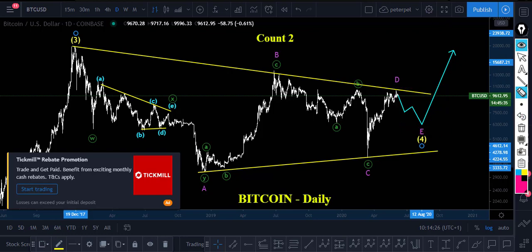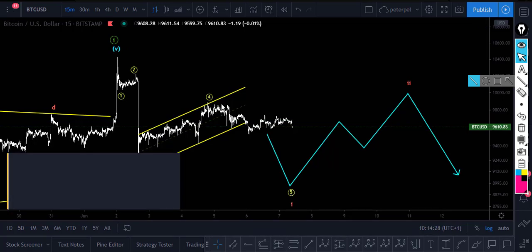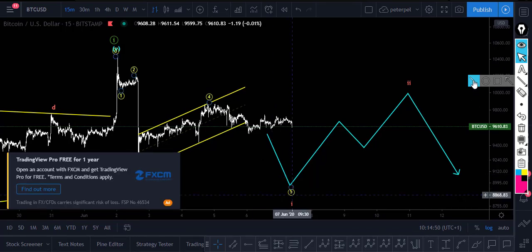So how are we going to trade this? On the lower time frame, whether you are using the primary count or the alternate count, the analysis is more of the same. So now on the lower time frame, we have wave 1, wave 2, wave 3, wave 4, and now we are anticipating a pullback to wave 5. So what we are looking for, and now it looks like we are even having a breakout. So those who trade Bitcoin on the weekend are now getting a very nice sell setup.